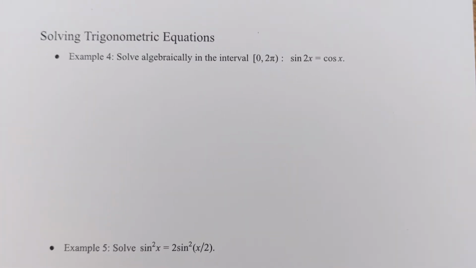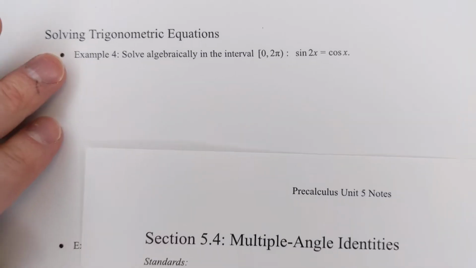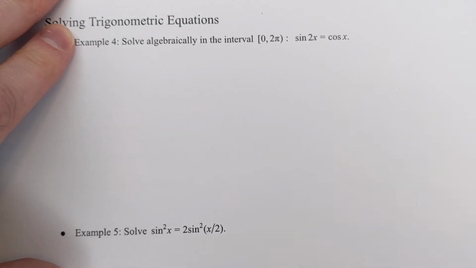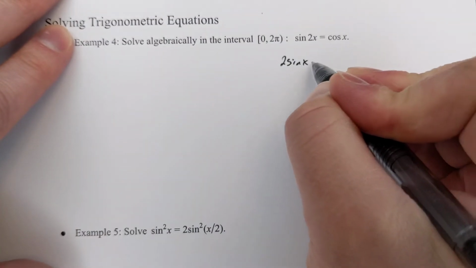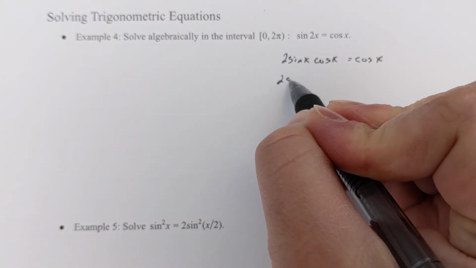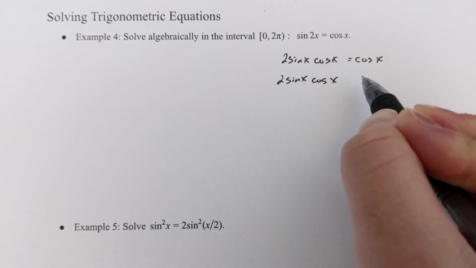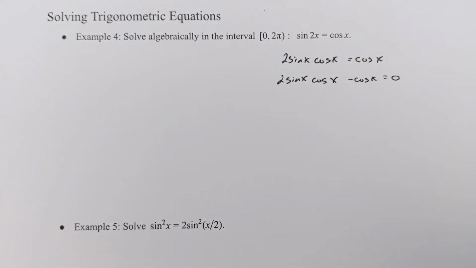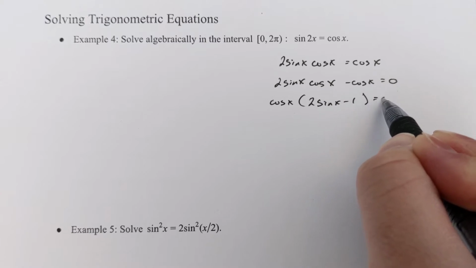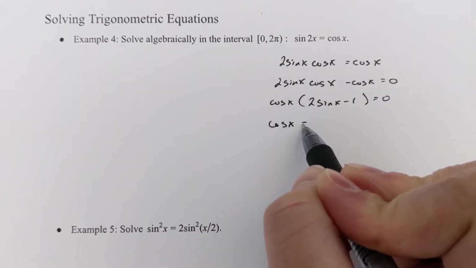Okay, solving trig equations. Solve on the interval 0 to 2 pi: sine 2x equals cosine x. The first thing we're going to use is our double angle formula to simplify the left-hand side. So we're using this one. On the left-hand side, this becomes 2 sine x cosine x equals cosine x. I'm going to move everything to the left. I can factor a cosine out: cosine x times 2 sine x minus 1 equals 0.